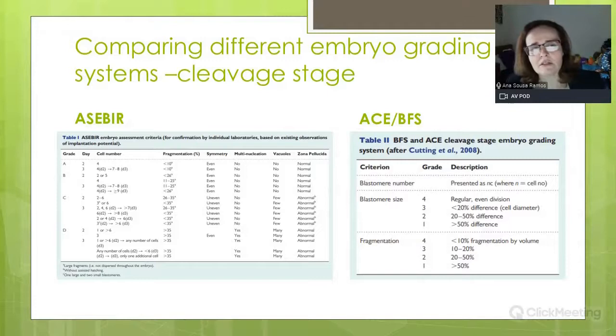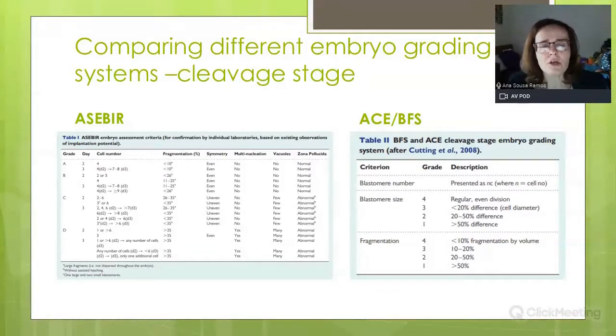So when we're talking about the cleavage stage, you have more grading systems, but I show you here two. One used by ASEBIR, the Spanish Association of Embryologists, and one used in the UK from the Association of Clinical Embryologists. And if you can see, the ASEBIR system for cleavage stage embryos, the day 2 and 3 culture embryos, uses mostly letters, the grading of A, B, C, D embryos. And this grading is based on the number of cells for the day of culture. For instance, on day two, the embryo should usually have four cells, four regular blastomeres with the same size, with less than 10% fragmentation, no multinucleation, no granularity, no vacuoles.